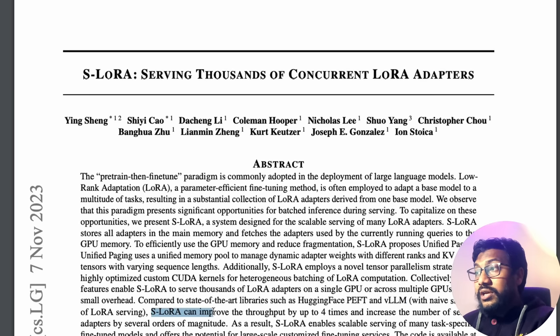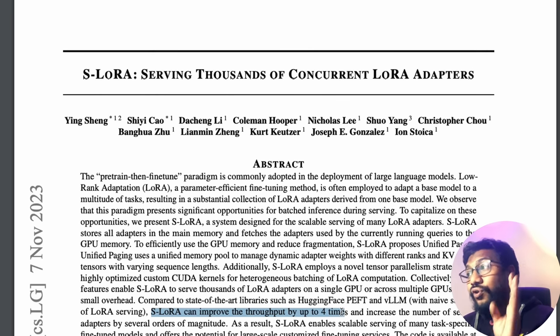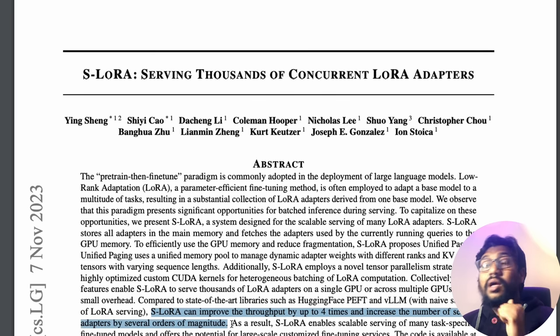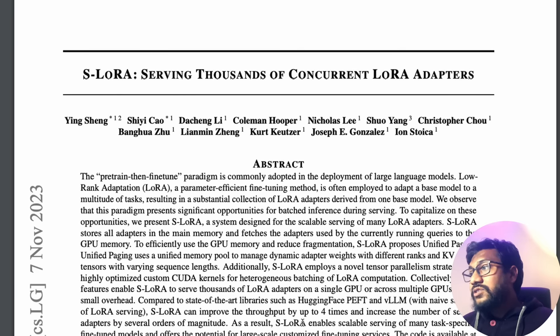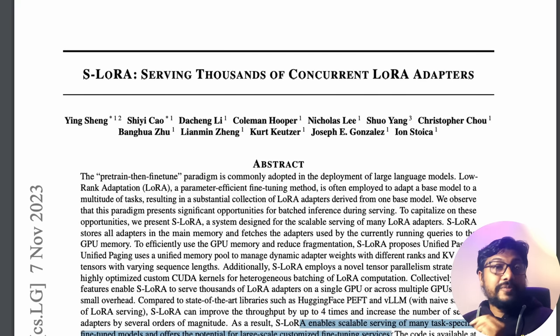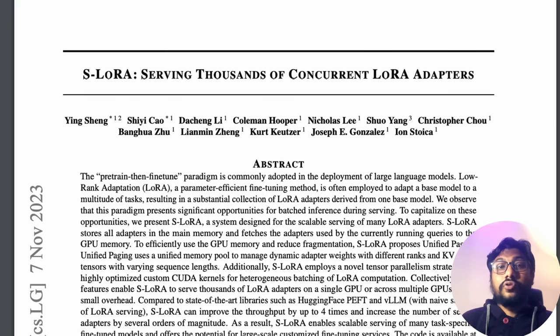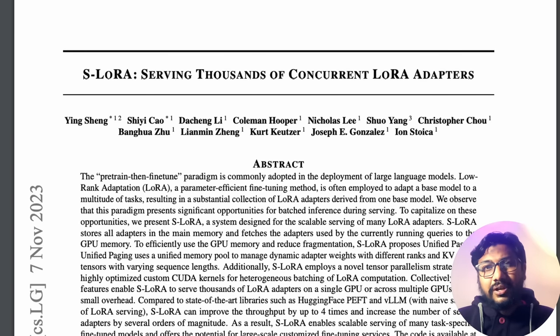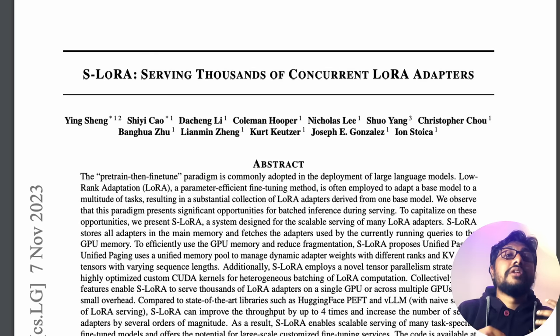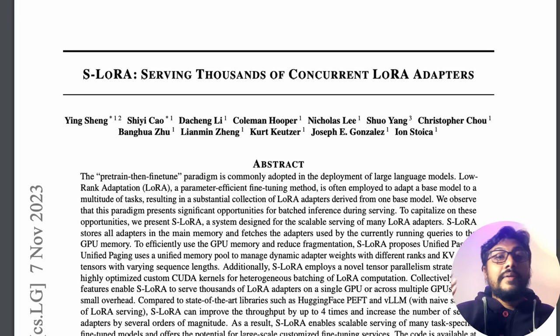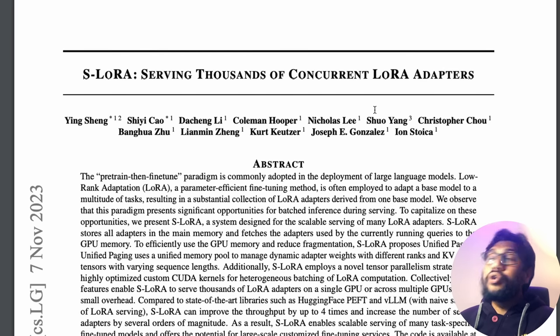Anyways, S-LoRA can improve the throughput by 4 times and increase the number of served adapters by several orders of magnitude. That's why they're talking about 1000. As a result, S-LoRA enables scalable serving of many task-specific fine-tuned models and offers the potential for large-scale customized fine-tuning services. The code is available here for you to use. This is another very interesting approach where the large language model is going to be shown to thousands of users, because we have thousands of LoRAs to be served. And that's what this paper is exploring. How do you concurrently serve a lot of LoRA adapters?